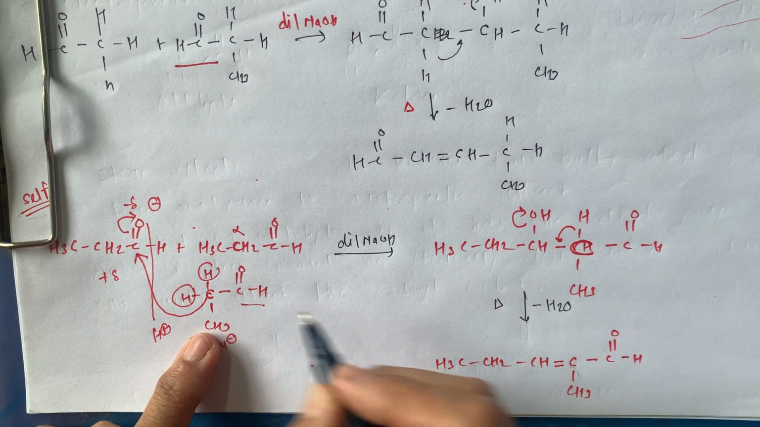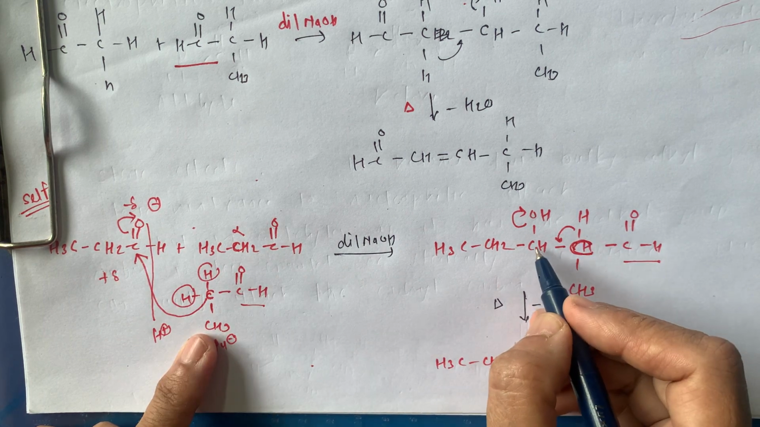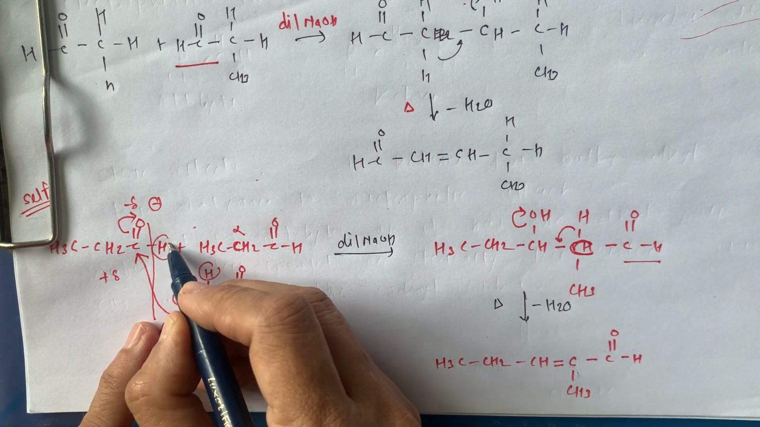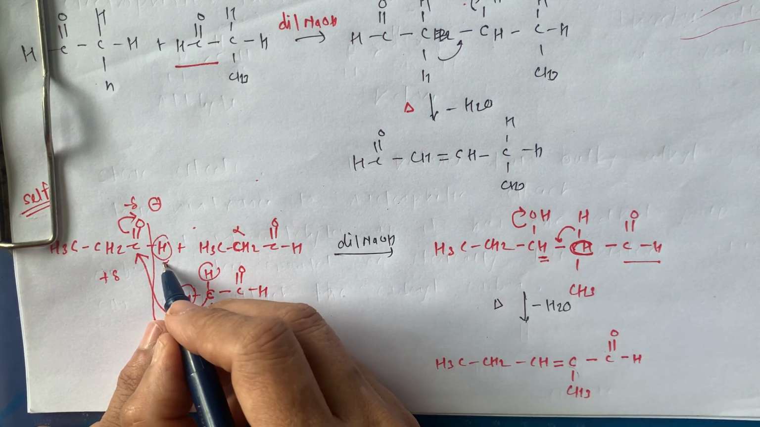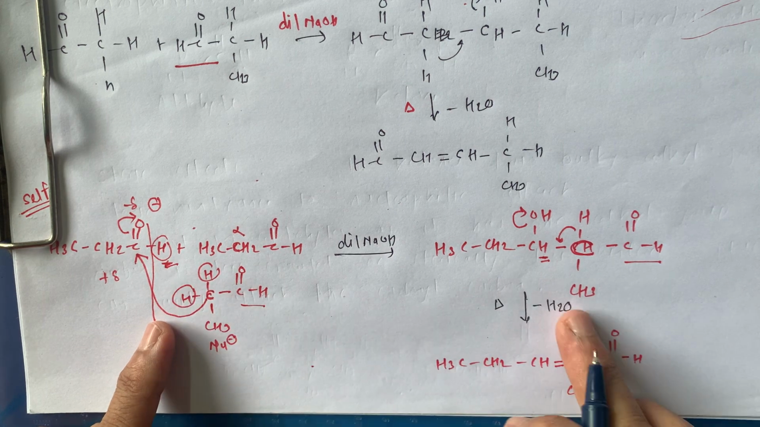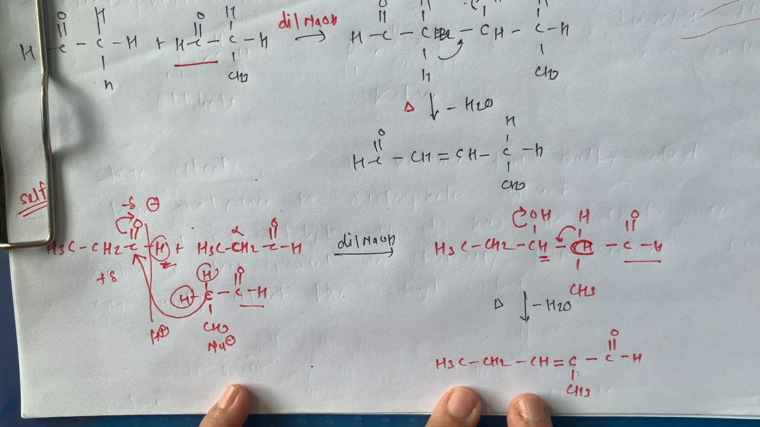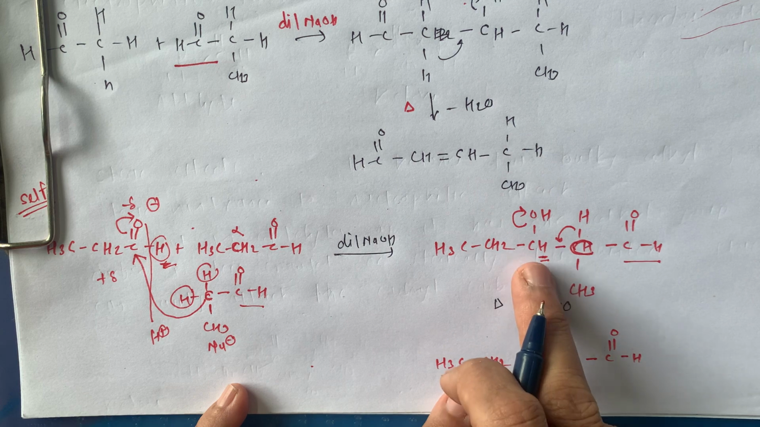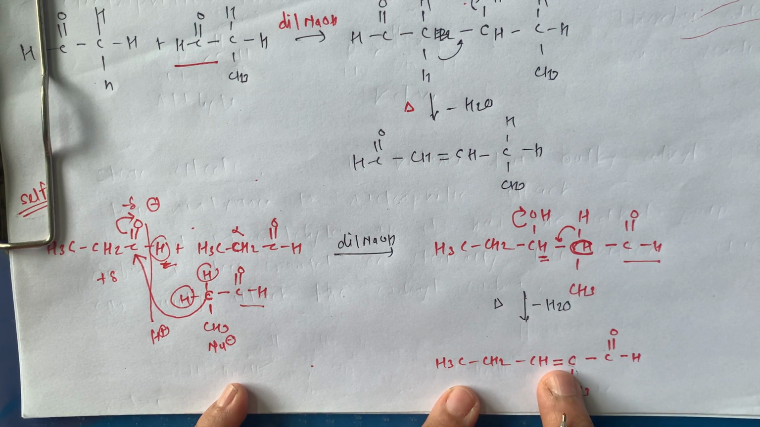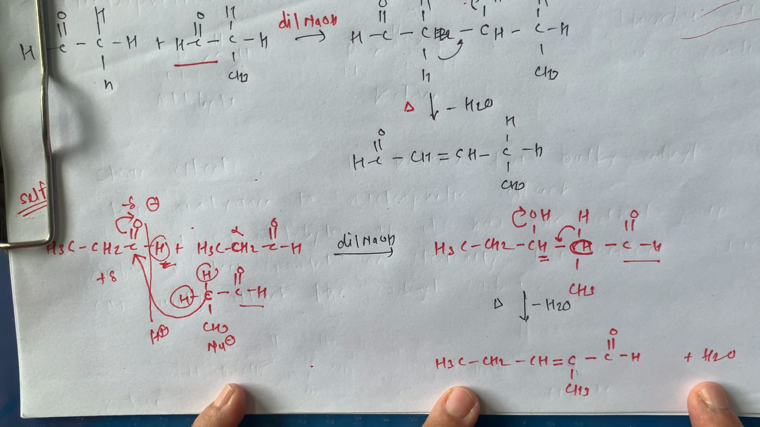This aldehydic functional group, this C double bond O, is converted into C-OH. The H from the aldehydic functional group is here. Next is minus H2O. Again, in the same way, we abstract this H, OH is going to separate from this CH, there is a formation of a double bond, and this OH is going to form H2O here. There is a formation of H2O.